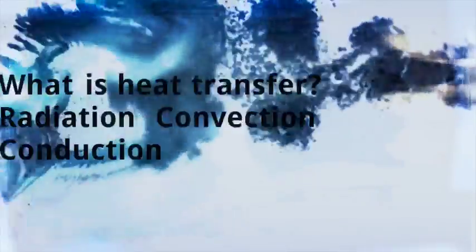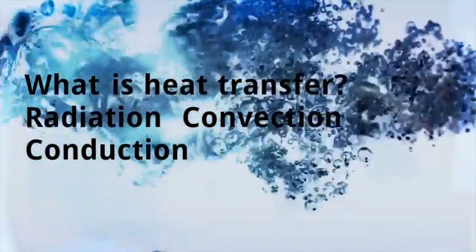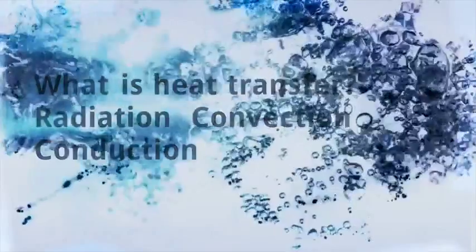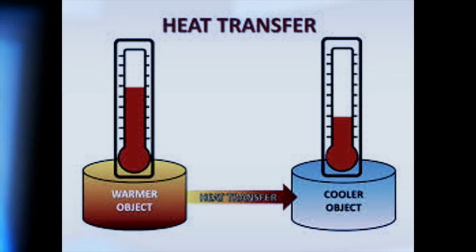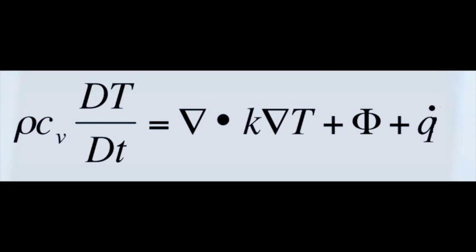Let's move on to heat transfer. There are three types of heat transfer: radiation, convection, and conduction. We all know that heat is transferred from warmer objects to cooler objects. This is why you feel so cold outside in Michigan winters. This is the governing equation for heat transfer. We use this in class, but we don't need to get into the details of it right now.